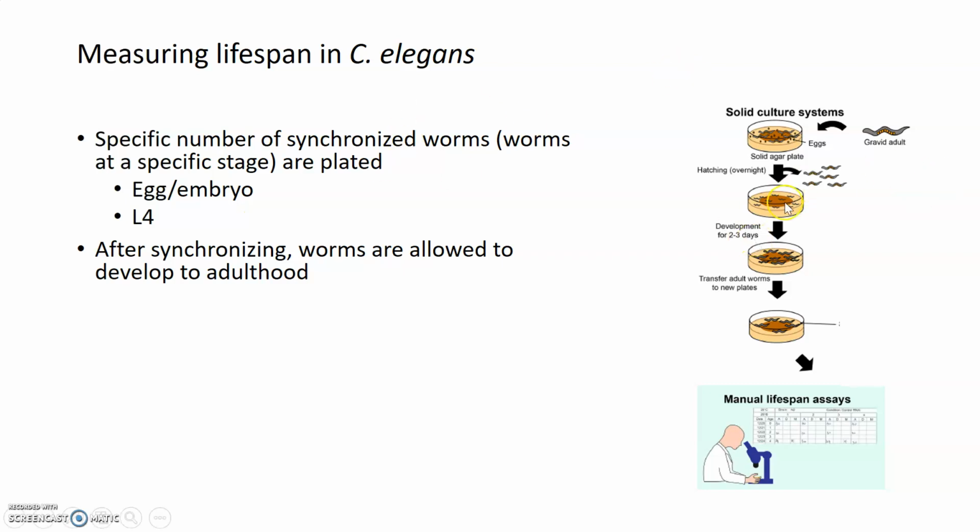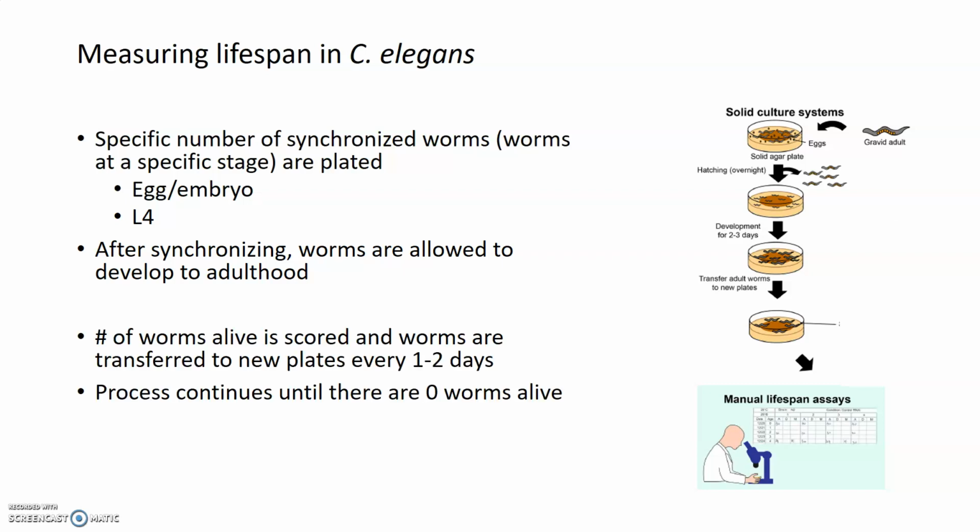And after you synchronize your population, you basically just have to wait for those worms to reach adulthood, right? And so if you're synchronizing at egg, you wait 65 hours, and then you have an adult population, which you would consider day 1 adults. And then every day after your worms reach adulthood, you will score or count the number of worms that are alive, and then transfer those live worms to a new plate. You can do it every day, every 1 to 2 days. And this process will continue until you score 0 worms alive on your plate.